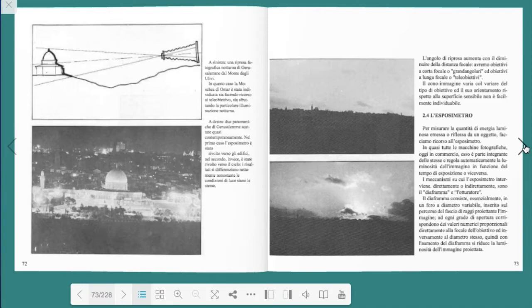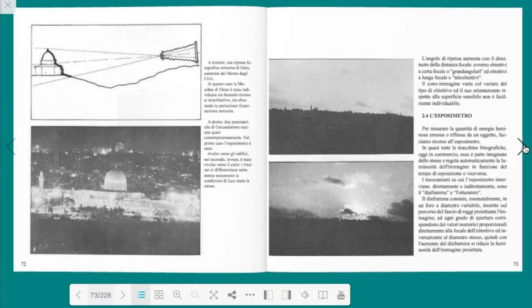The diaphragm essentially consists of a hole with a variable diameter, inserted in the path of the beam of rays projecting the image. To each degree of aperture correspond numerical values proportional directly to the focal length of the objective and inversely to the diameter itself. Therefore, with the increase of the diaphragm, the brightness of the projected image is reduced.